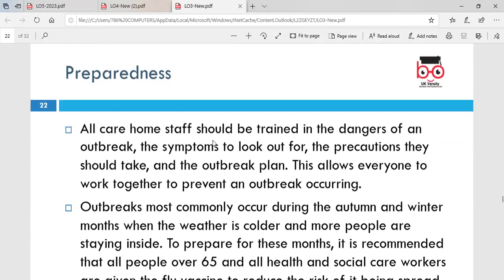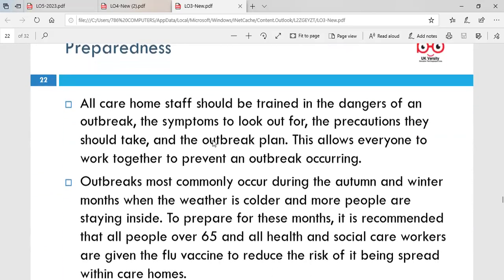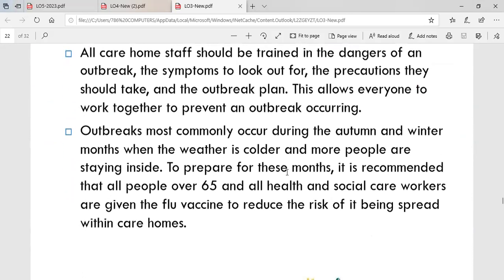Preparedness, the second part. You're prepared for an outbreak to happen. If you're prepared, that makes you geared towards prevention. This allows everyone to work together in order to prevent an infection outbreak from happening. Outbreaks most commonly occur during autumn and winter. It is because it is colder and more people want to stay indoors because of the heating that is only possible indoors. And then you close up windows and doors to prevent it from being cold inside. So prepare for these months.